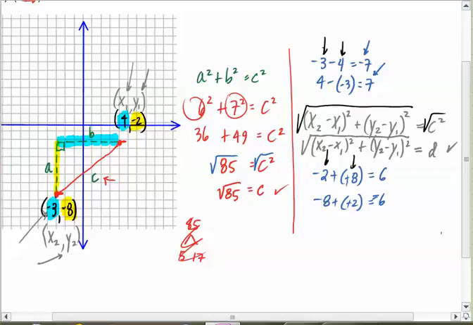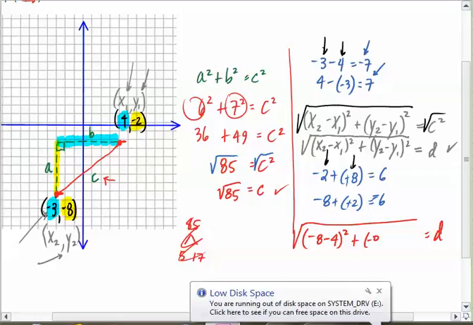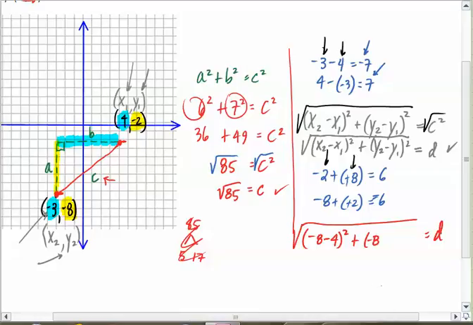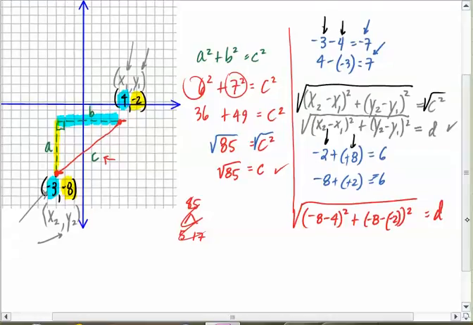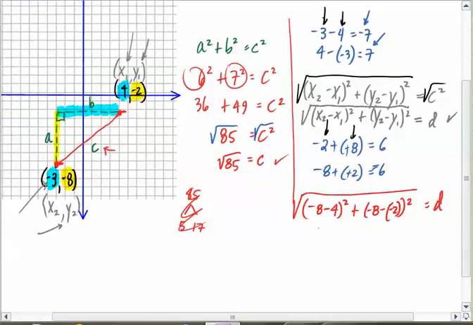All right, let's make sure that formula is going to work for us, and we'll be finished. x2 was what? -8 minus x1, which is 4, squared. And this is going to equal the distance between them. Plus, now we go to the next thing, which is y2, -8 minus -2, and that's all squared. All right, let's just finish it up.